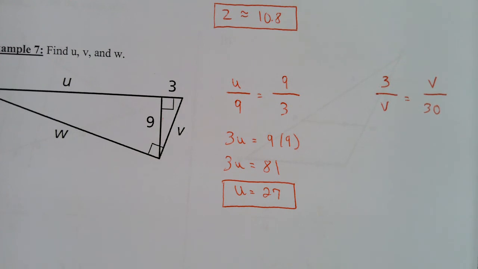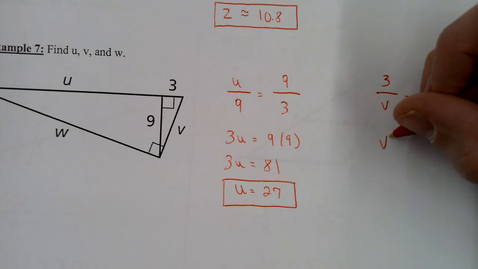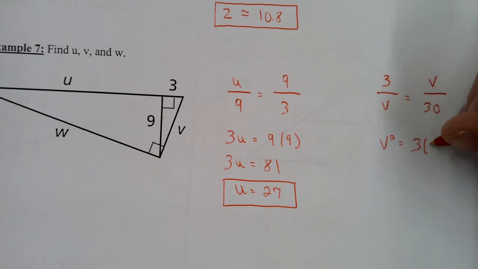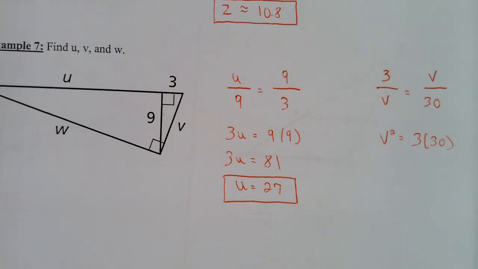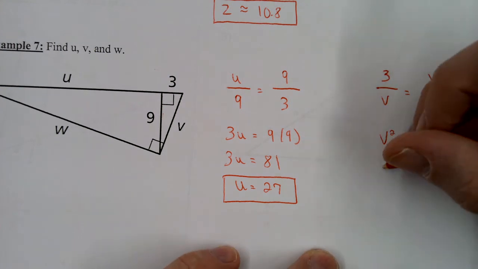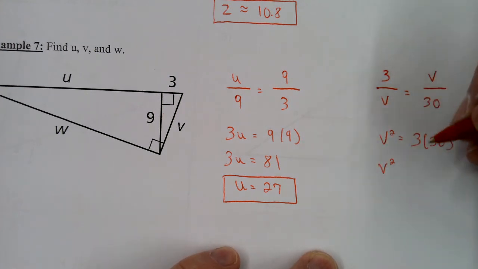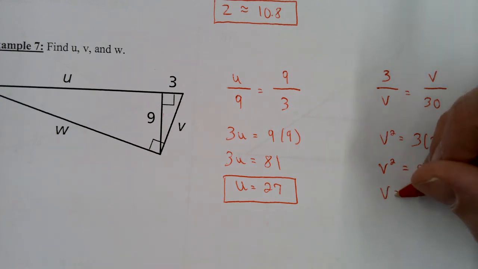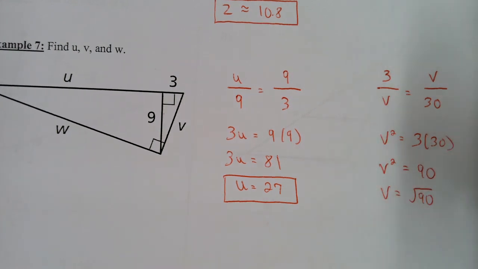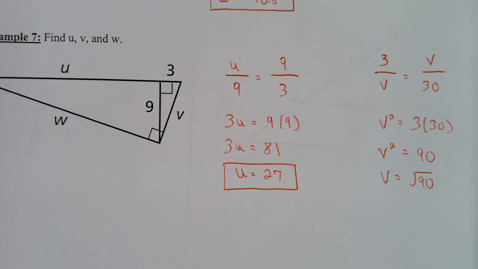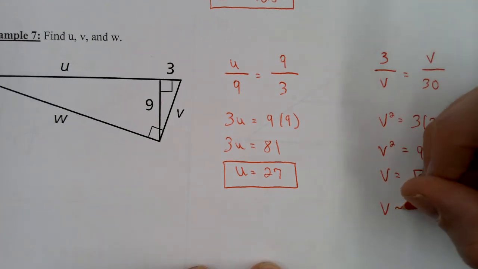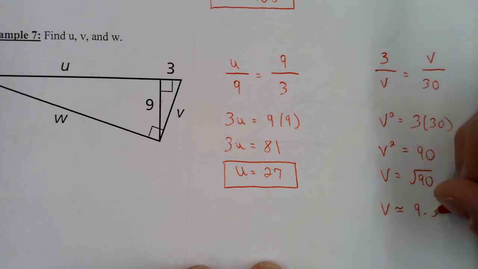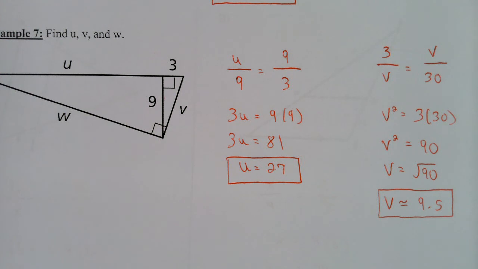Cross multiply. V times v, v squared equals 3 times 30. So v squared equals 90. So v equals the square root of 90. You just want the positive one because we cannot have a negative distance. And you can just get a decimal for now, that's fine. V is approximately 9.5. Again, we'll talk about simplifying radicals later in the year.